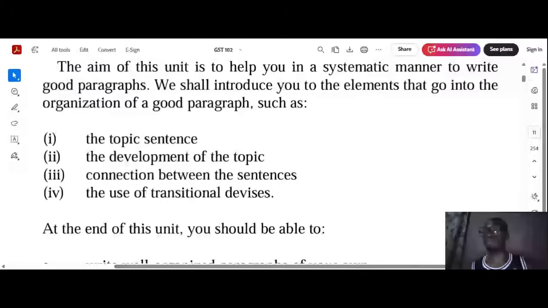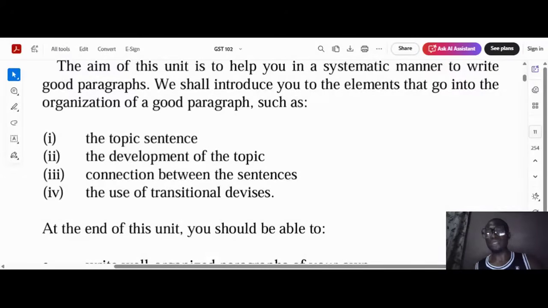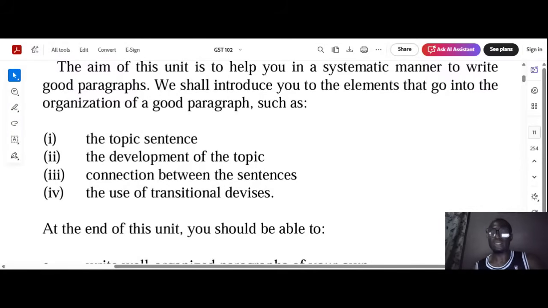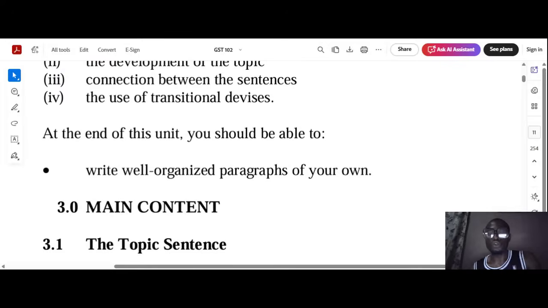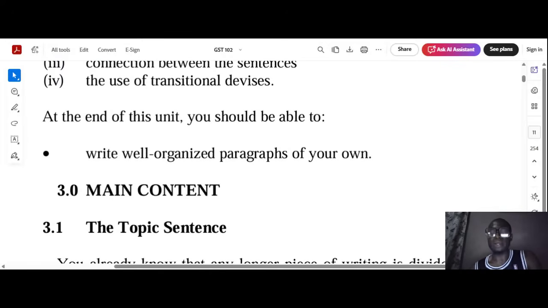You practice a lot. This course is full of practices, so you should be prepared. We shall introduce you to the elements that go into the organization of a good paragraph. And those elements are the topic sentence, the development of the topic, connection between the sentences, the use of transitional devices. Then at the end of this unit, you should be able to write well-organized paragraphs of your own. That is the aim.